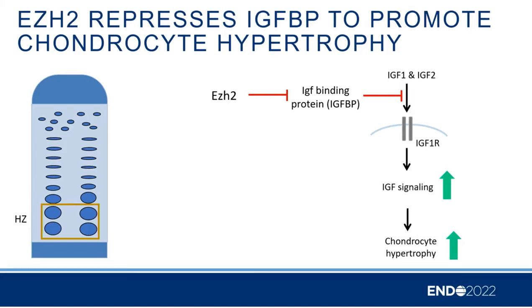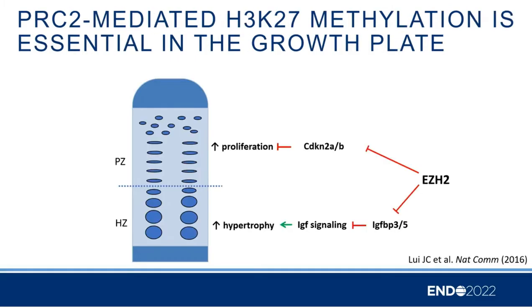EZH2 normally represses the expression of these proteins called IGF binding proteins. And these IGF binding proteins normally interact with the ligands to block the interaction with the receptor. And so the loss of EZH2 led to upregulation of these IGF binding proteins, therefore decreased IGF signaling. And so collectively, we found that EZH2 is important in the growth plate, both in the proliferative and the hypertrophic zone, by allowing cell cycle progression and also by promoting IGF signaling.